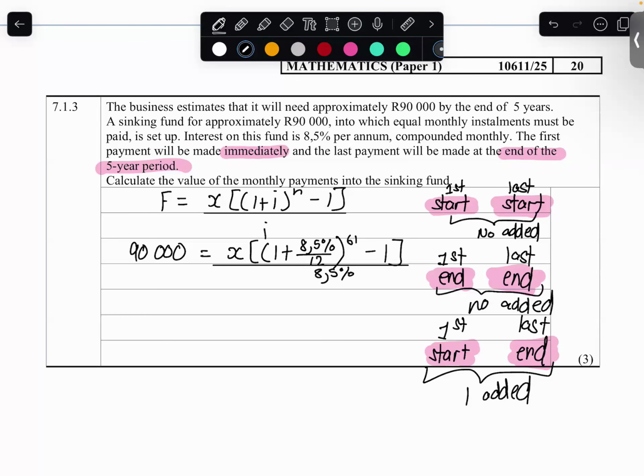all over 8.5% over 12. Right. This is simply a matter of taking 90,000 and dividing by the box. This is the box, so no bits and pieces. You take 90,000, you press the actual divide button on your calculator, and then you punch in this box. All right? And then that gives you X's value to be 1184.68.